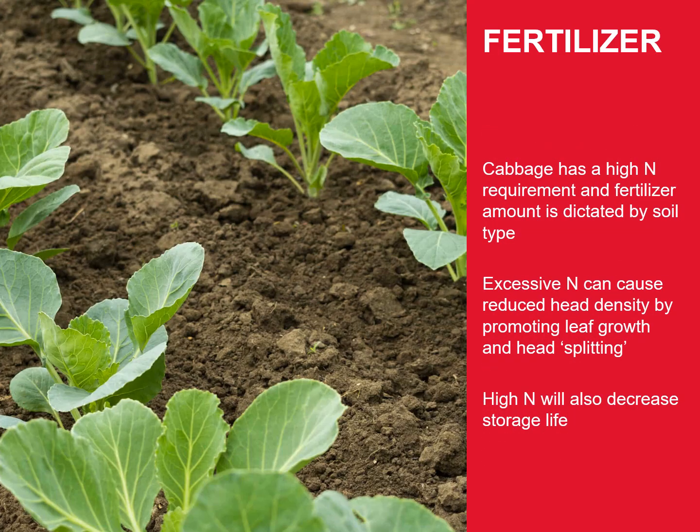Like all brassicas, cabbage has a high nitrogen requirement, and fertilizer is generally dictated by the soil type. Excessive nitrogen can, however, reduce the head density and promote leaf growth and what's called head splitting. If the growth rate is too fast, the head of the cabbage will crack open, and that will make it unsaleable. High nitrogen will also have the downside of decreasing the storage life as well.